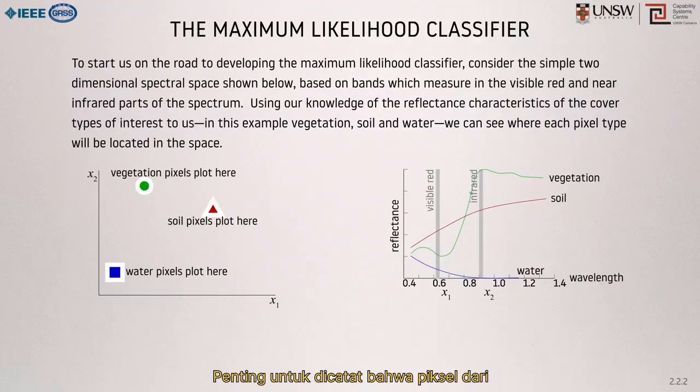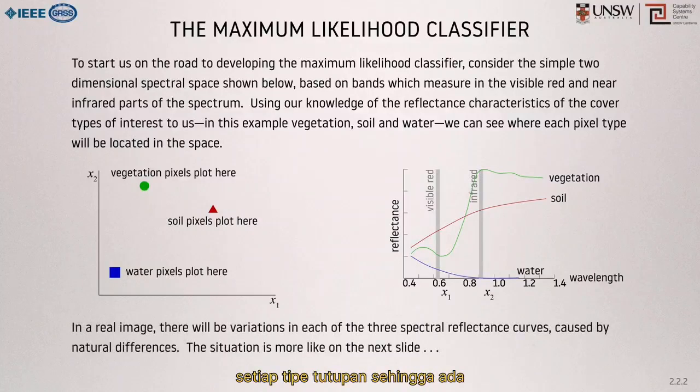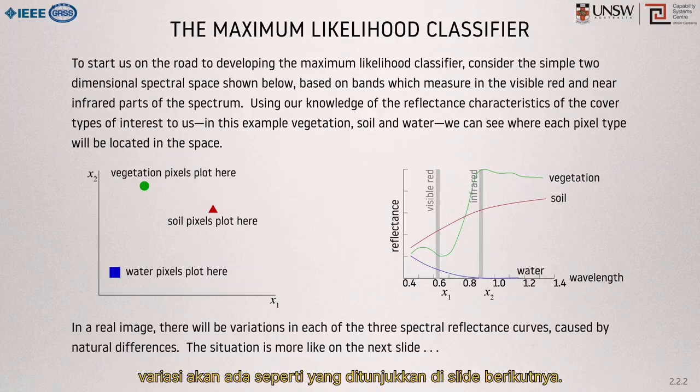Importantly, we note that pixels of a given ground cover type tend to congregate together in regions of the spectral space. Although we admit the possibility of several spectral classes per information class, for simplicity in this development, we will, as we said earlier, assume that each information class can be represented by a single spectral class. Here we have shown a single spectral reflectance curve for each cover type, such that there is a single point per class in the spectral space. In practice, of course, variations will exist, as shown in the next slide.